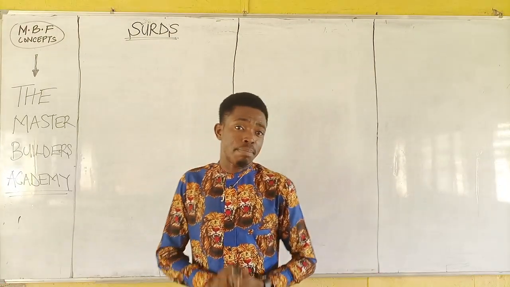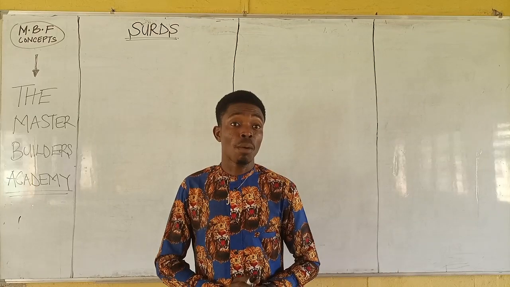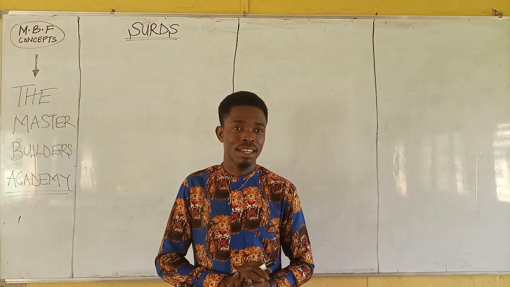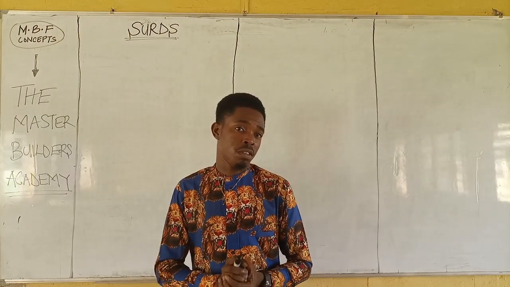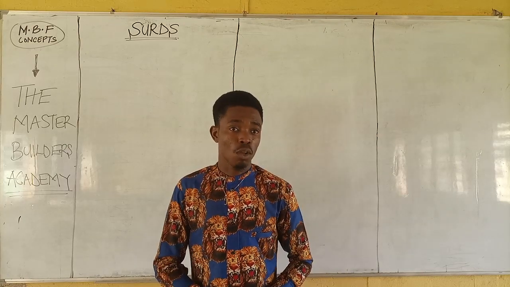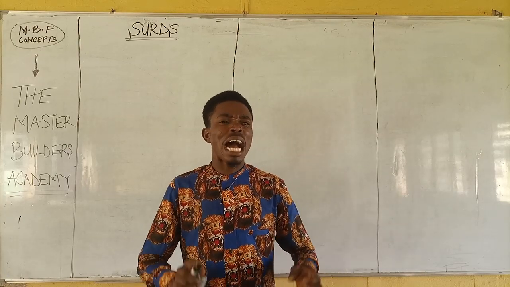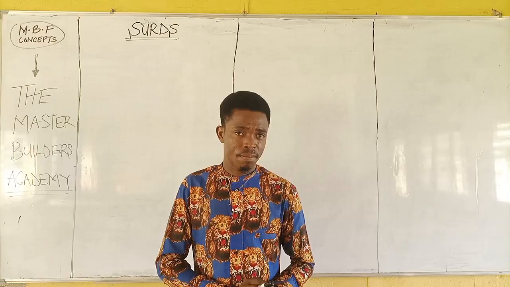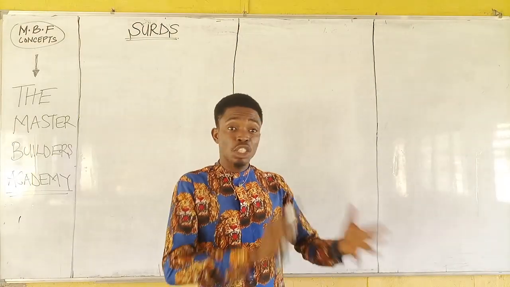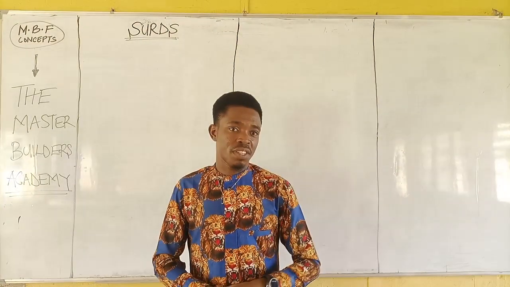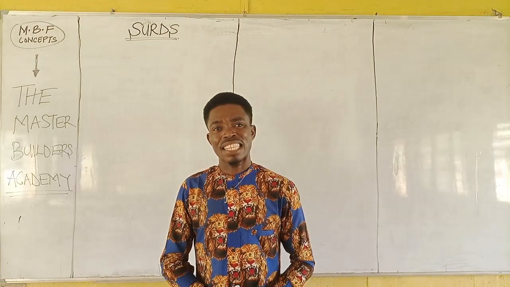Surds is the mathematics of roots of numbers or elements. Surds are irrational numbers. Surds are roots of rational numbers whose values cannot be expressed as exact fractions.